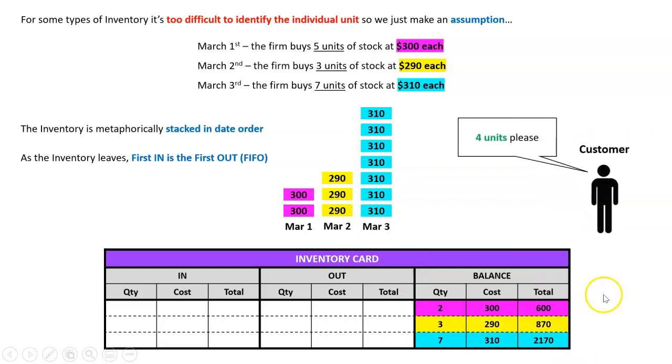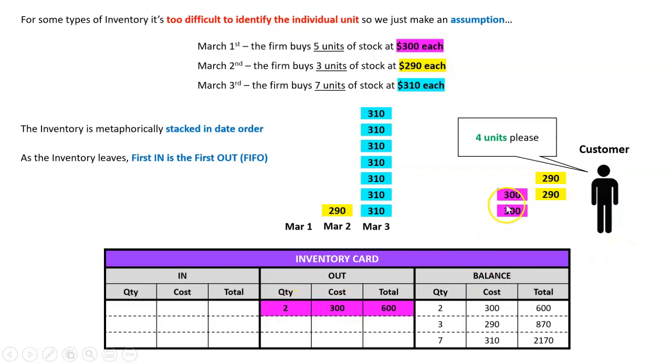Easy. Then another customer comes in and says 4 units please. Which 4? I have absolutely no idea. It's not important, but I'm going to assume it's this pink one and that pink one there from March the 1st, the $300 ones, and then these 2 on the top of the March the 2nd pile. So the customer, I'm going to assume, took those ones. So I go to my inventory card, and there's 2 at $300 there. So now they're all gone. There's no more of those left. That pile's gone. In reality, there might be some $300 ones left, but it's not important to me. I'm going to assume that 2 of the units that customer took were $290 units. So now that leaves just 1 at $290 there, and I've still got all 7 at $310. I mean, that's probably not true, but it was easy to figure out.